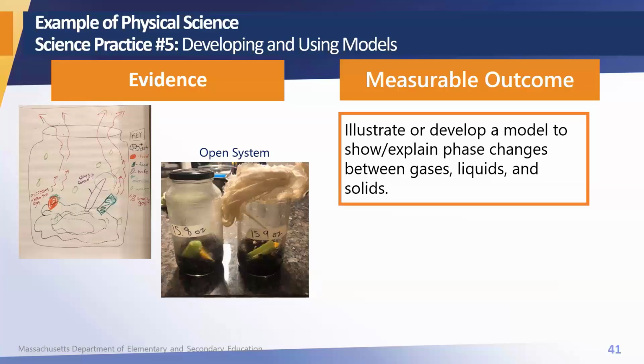The other thing we did is we developed these models. Now, the model, because we had such a short time, was done outside of our 4 days and brought in, but we developed an open system and a closed system. And the measurable outcome on this was to develop a model to show or explain phase changes between gas, liquids, and solids. So here was the evidence.